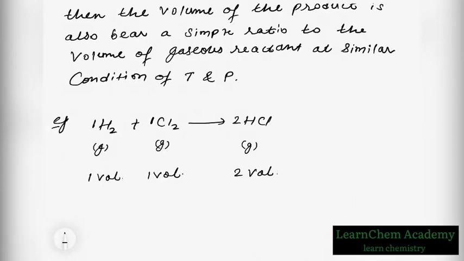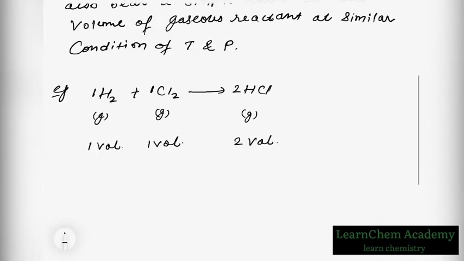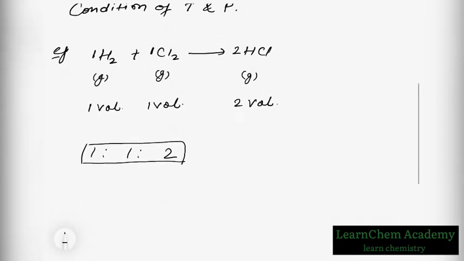Okay, so we can write they have a simple ratio of their product with their reactants. So we can write 1:1:2. Okay, so the ratio will be 1:1:2. So this is the simple ratio.